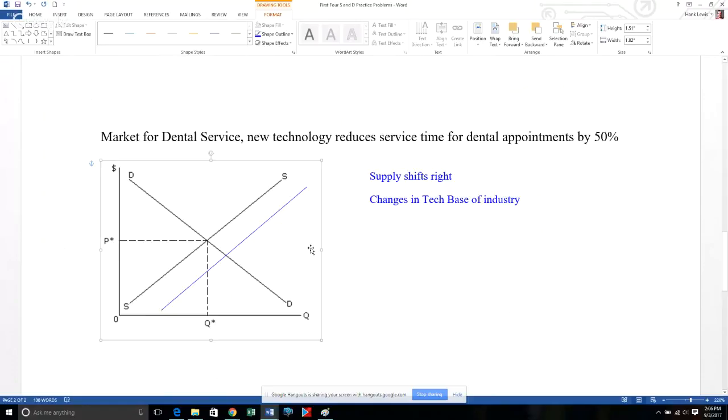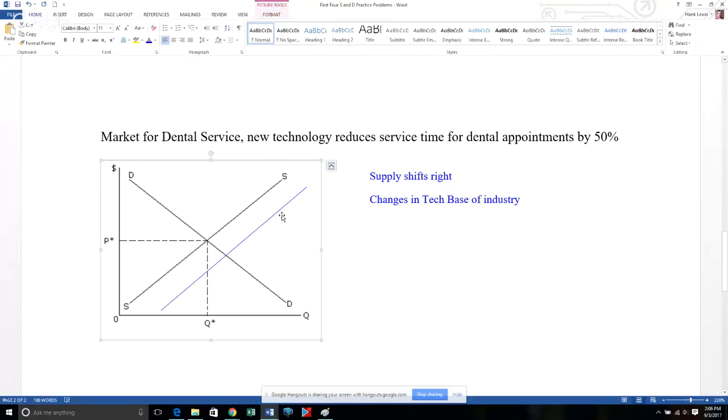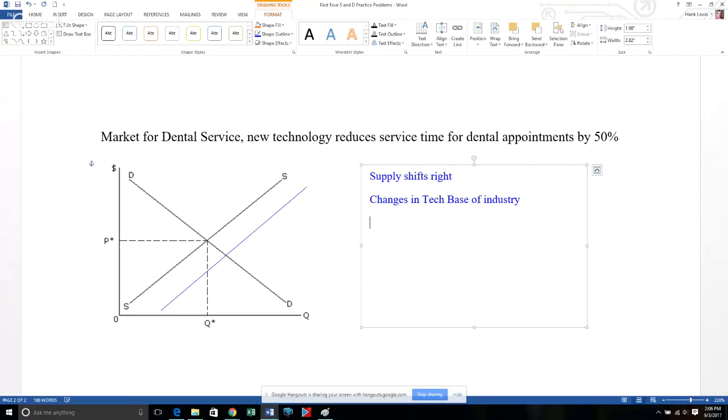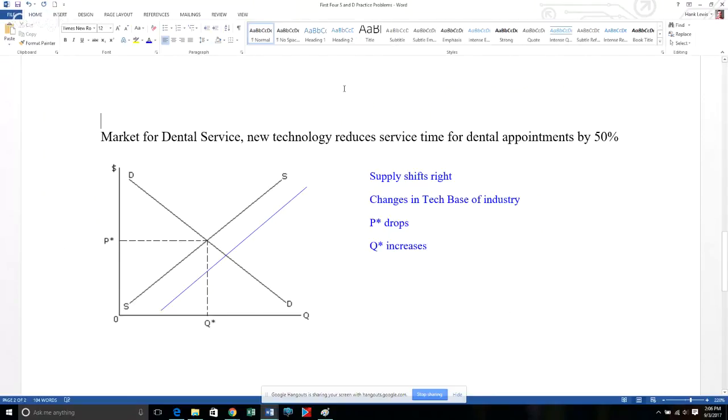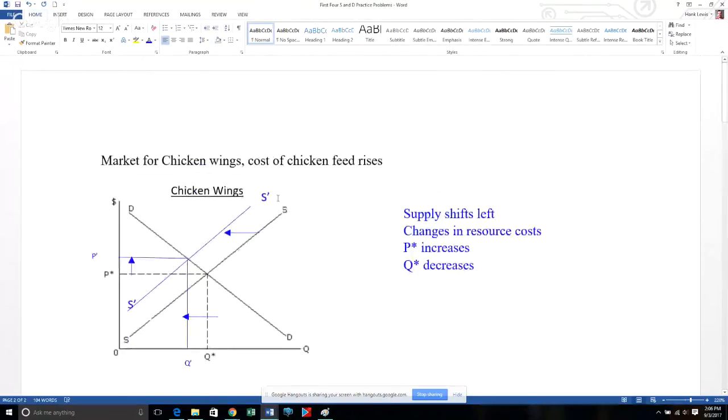I want y'all to notice here that the new supply curve right of the old one makes the new equilibrium diagonally down to the right, which means the new price is closer to zero. Price is dropping at equilibrium. The new quantity is to the right of the old one. It's farther from zero. The new quantity is larger. So P star drops, it decreases. Q star increases, it gets bigger, it rises. That's the summary information.